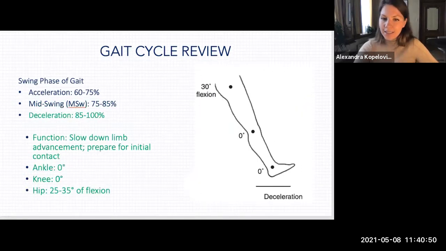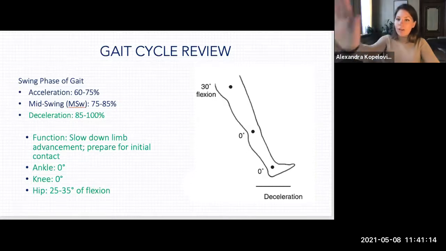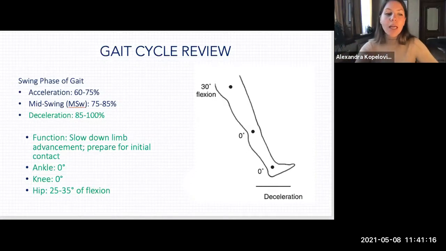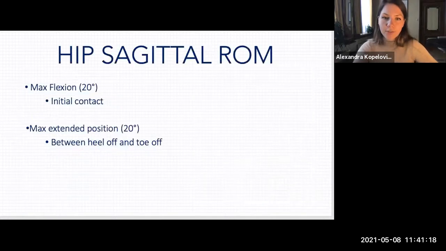And finally, the deceleration phase is very similar to the initial contact. Here, the function is to slow down the limb and prepare for the initial contact. So pretty much the values are the same as for the initial contact. We're at 30 degrees of flexion, 0 degrees of knee extension, and 0 degrees of dorsiflexion at the ankle. So getting ready, once again, extending the lower extremity, getting ready to heel strike.